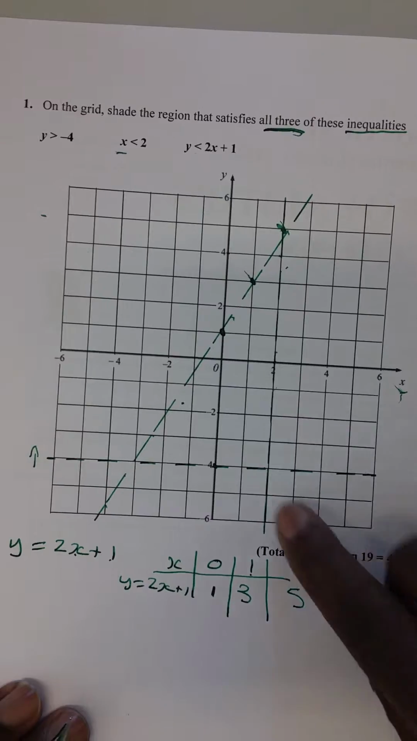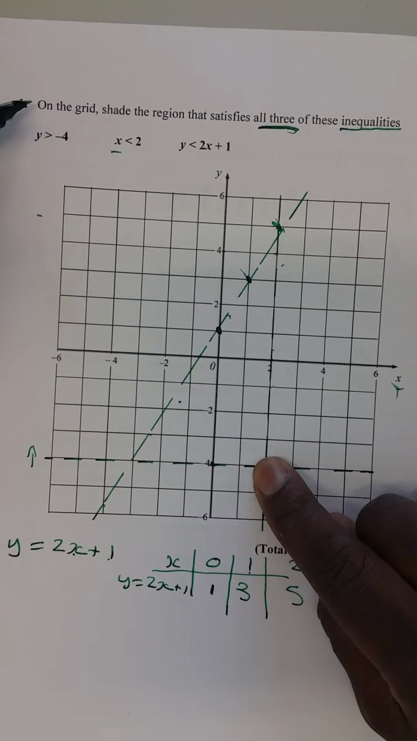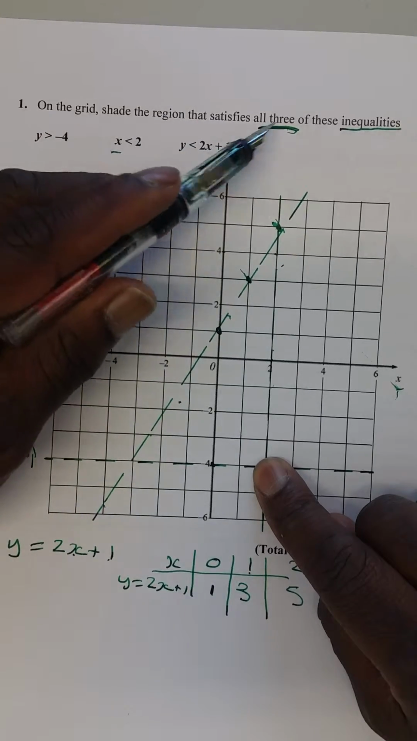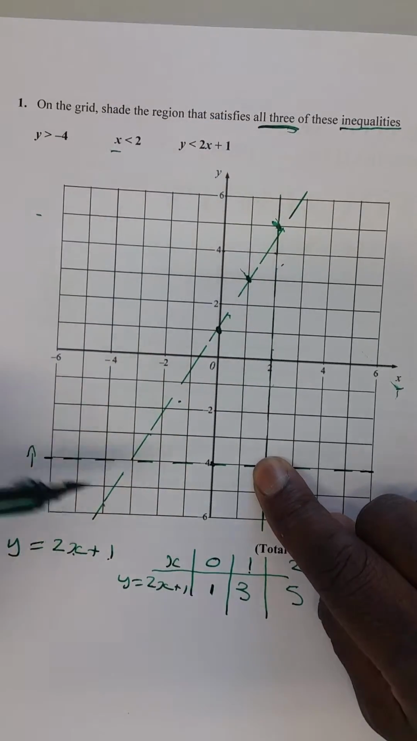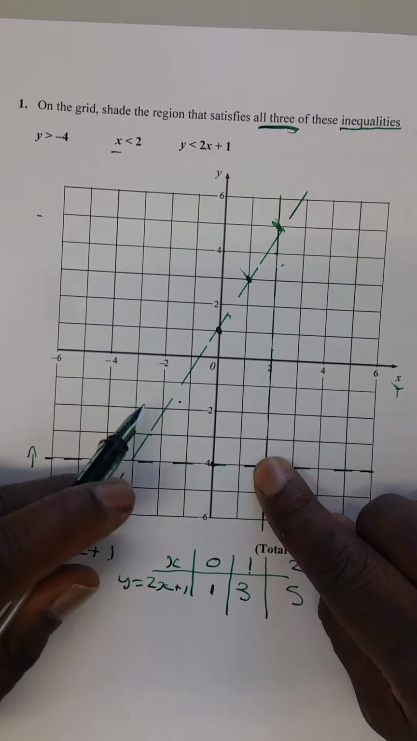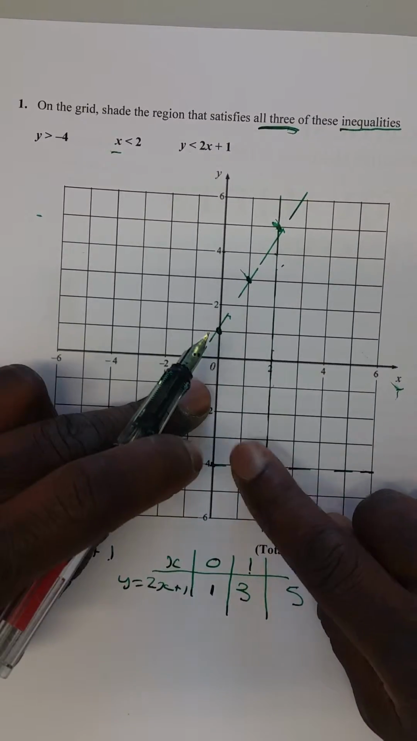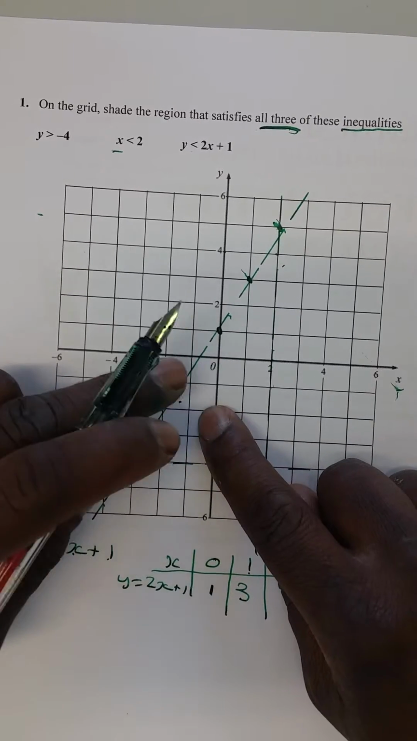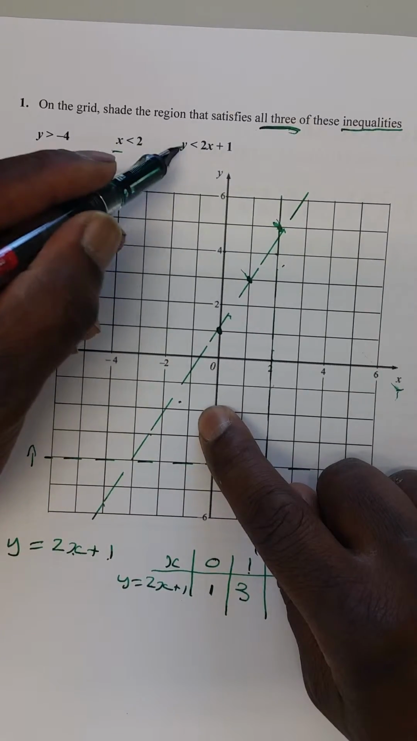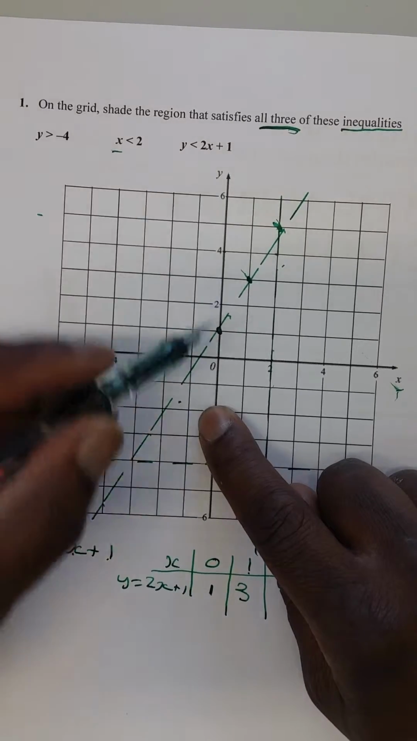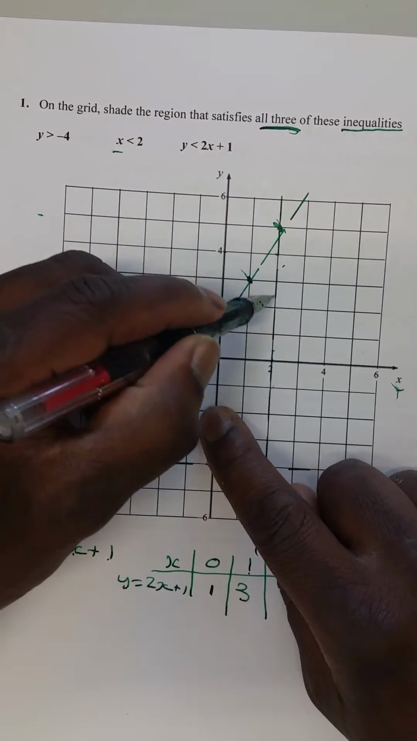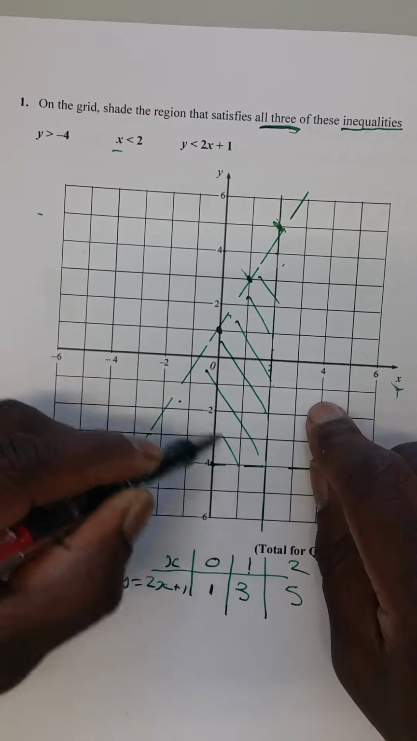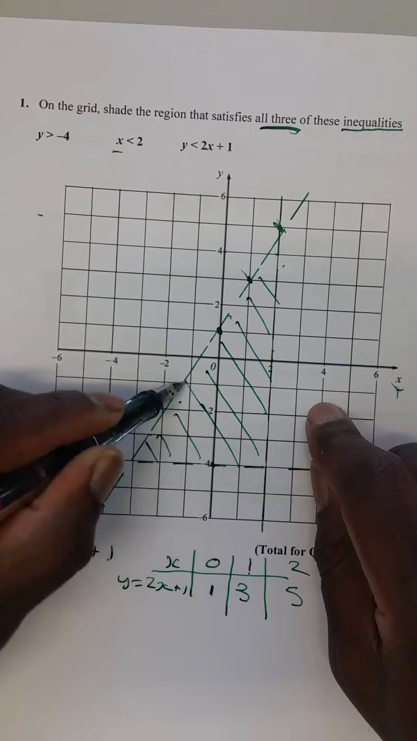Now, it says, read the question again. On the grid, shade the region that satisfies all three of these inequalities. So it must be bigger than minus 4, it's up here. It must be less than 2, so it's over here, and it must be less than 2x plus 1. So less than is anywhere inside of this graph. So anywhere inside here, you will get this.